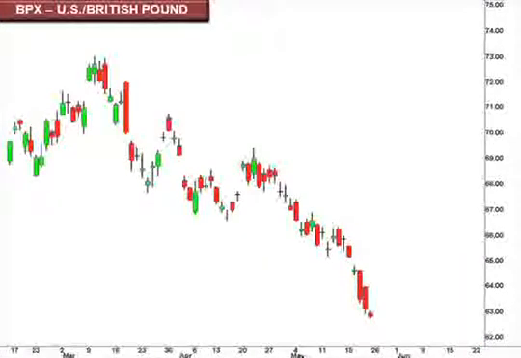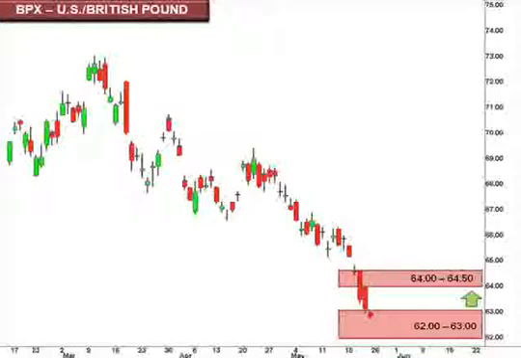Let's take a look at the US versus the British pound. The BPX extended its downside move into a key support level at the 62.63 box here. And while a retracement back up into that 64, 64.5 range is not unrealistic, we may see a deeper test of that 62.63 range.